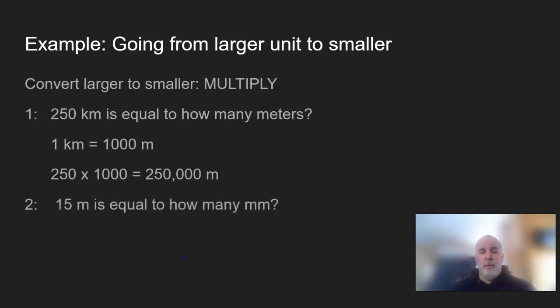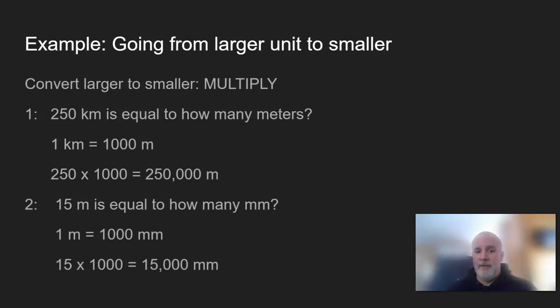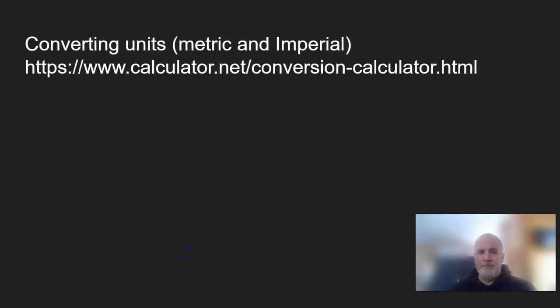And again, we're going from a larger to a smaller. We're going from 15 meters to how many millimeters? So we have to look up, well, how many millimeters are in a meter? 1,000. So 1,000 times 15 is 15,000. Again, larger unit to smaller unit, multiply. We just have to figure out what the unit means. In this case, millimeter is 1/1000th of a meter.